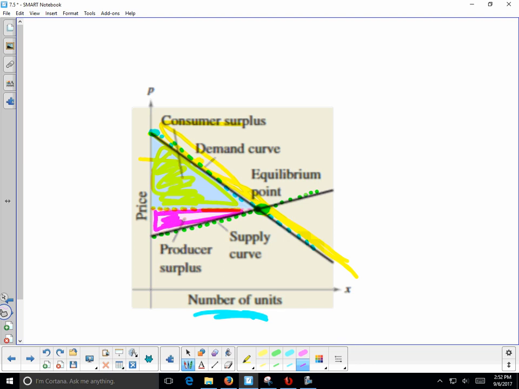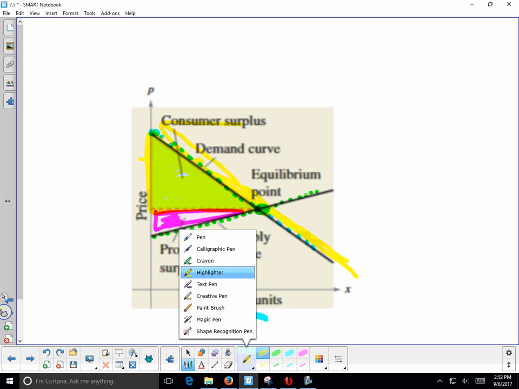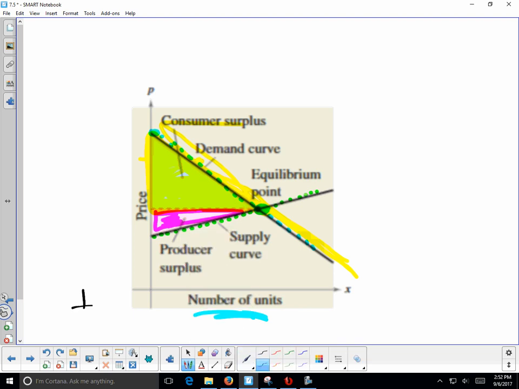In order to find the consumer surplus, we form this triangle. See this triangle? We're just going to do a 1/2 area: 1/2 the base times the height of that triangle. And that's how you're going to find that area.